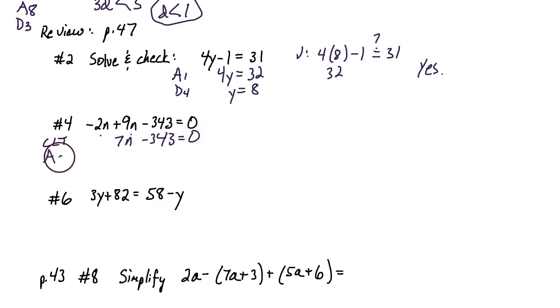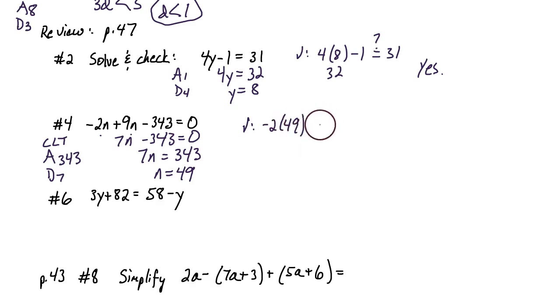Now add the 343. So we have 7n equals 343. And then divide by the 7. So n equals 49. Let's check if that's correct. -2(49) + 9(49) - 343. Is that equal to 0?